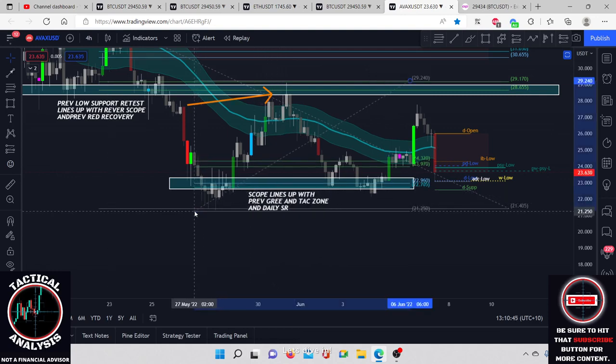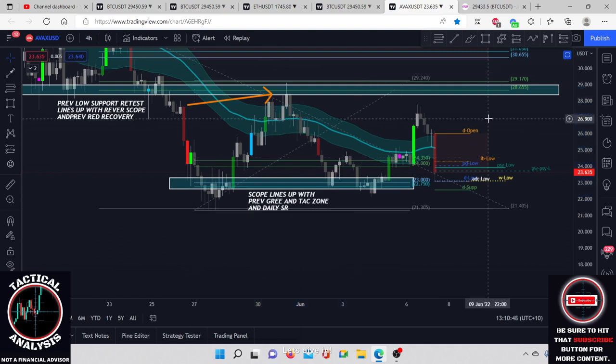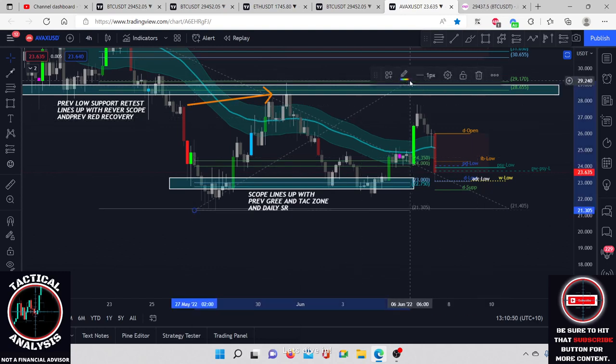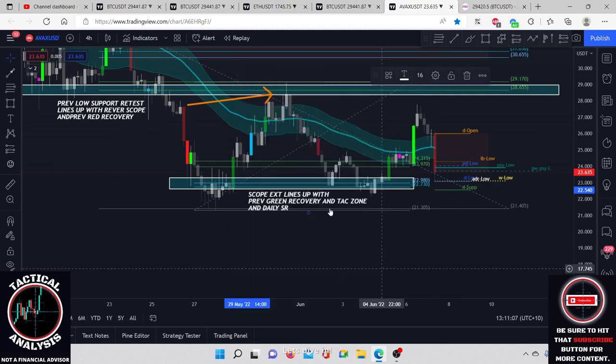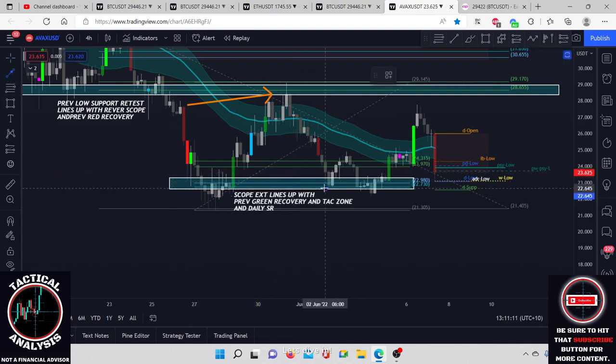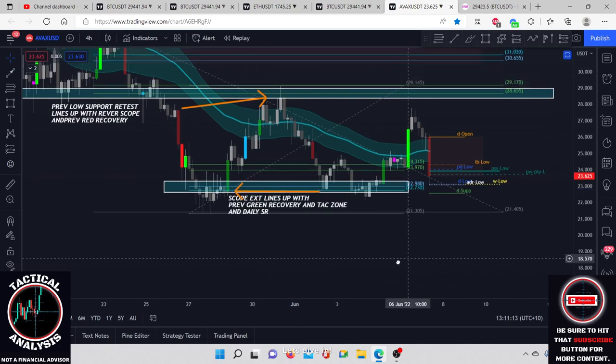Okay. Actually, it's the scope extension, right? Let me see. Make sure this is lined up properly. It's a little bit high. There we bring her down. Boom. Okay. Sorry. Local scope extension. There we go. I'm coming, babe. Scope extension lines up with previous green recovery and attack zone. Here we go. Okay, bang, which is right here. Boom. Okay, here we go.